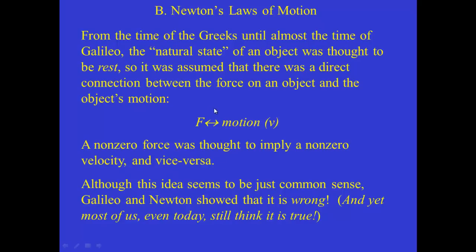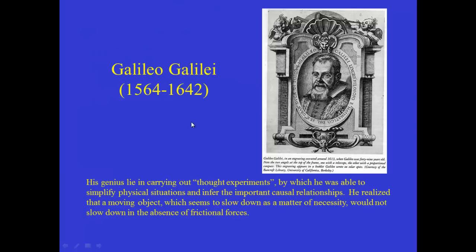The actual connection is not between force and velocity, or force and the motion of an object, but force and the change of an object's motion. Galileo was the first one to take steps in this direction. Of course, there were some people before him who had some idea that the Greeks were wrong about this. But Galileo was the first one to really do demonstrations to show it. Galileo's contribution lay in carrying out thought experiments, where he imagined simple physical situations that allowed him to figure out the causal relationships between forces and motion.